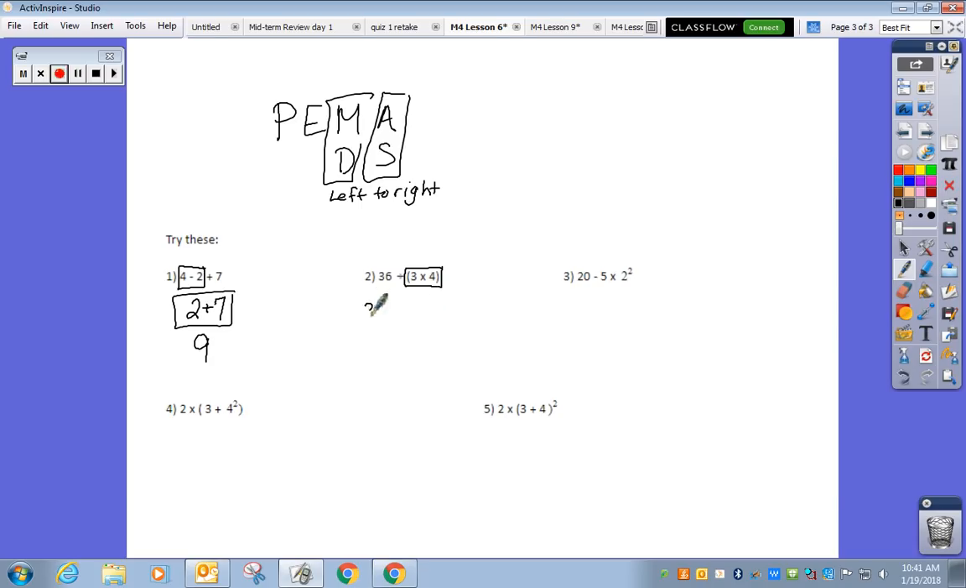So I'm going to write everything before the box, 36 divided by, I would do 3 times 4, which is 12. And now notice there's no parentheses around the 12. They go away. Only one operation left, which is division. 36 divided by 12 is 3.